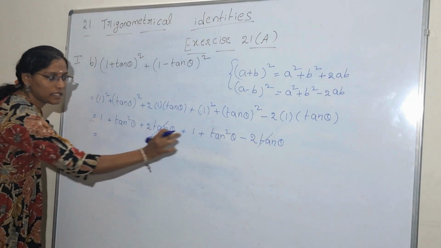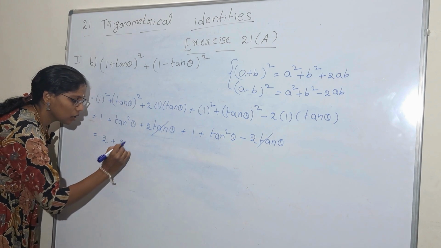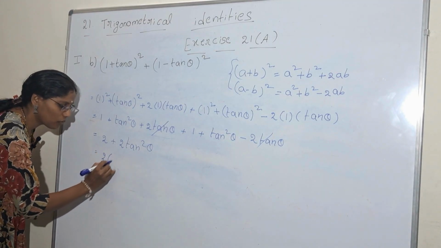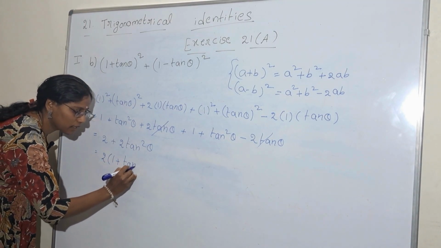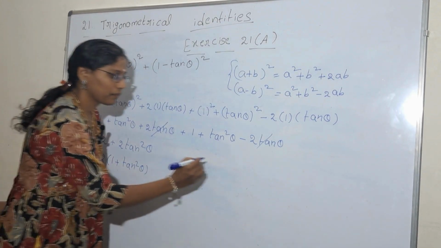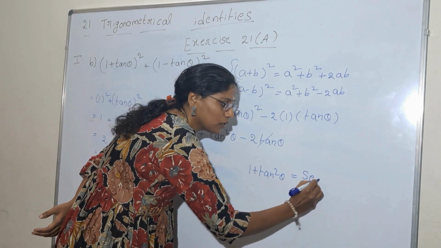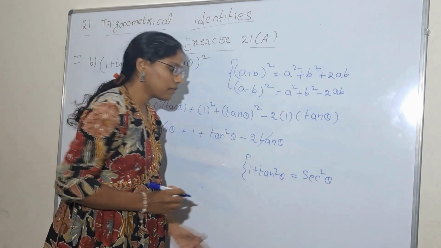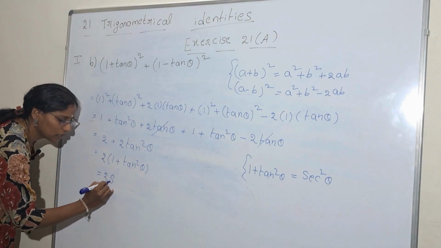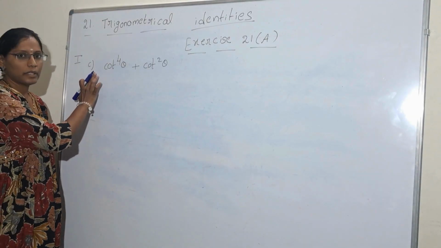Remaining 1 plus 1, 2, plus how many tan square theta? 2 tan square theta. What is common? 2 is common here: 2 times 1 plus tan square theta. We have one identity here: 1 plus tan square theta is equal to secant square theta. Instead of 1 plus tan square theta, we have to write secant square theta, so the answer is 2 secant square theta. Hence proved.